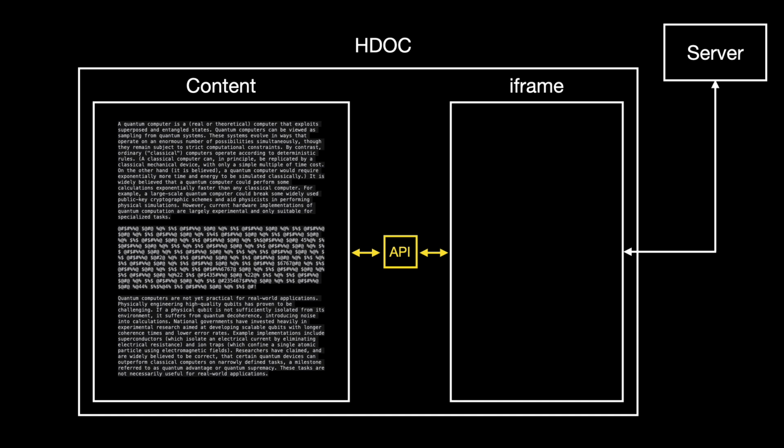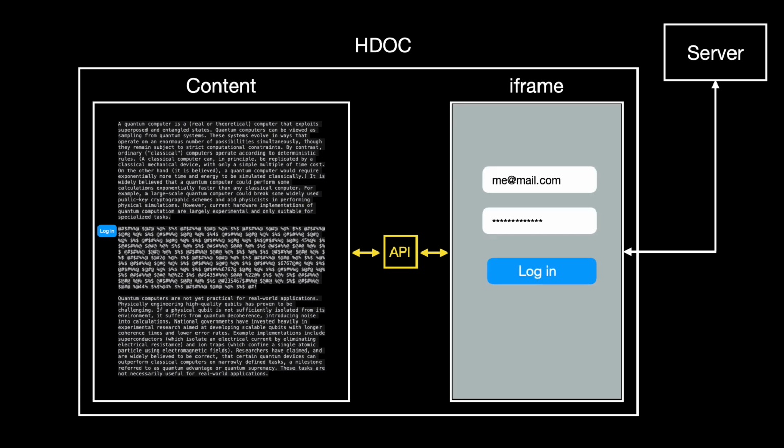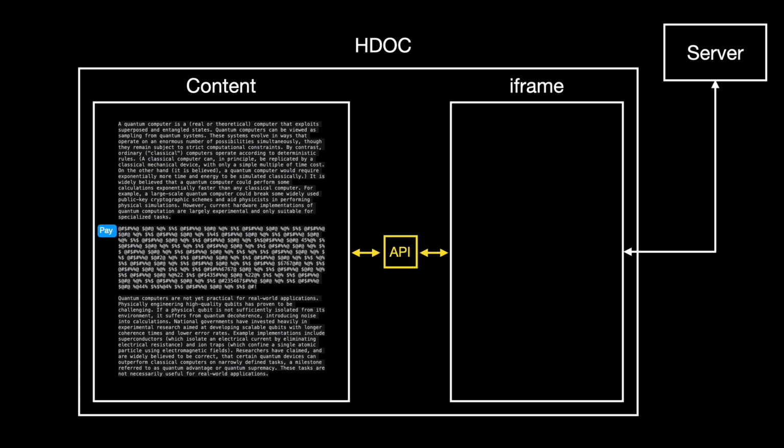It might respond that the user is not logged in. In that case, the UI could show a login button next to the part of the text that is currently hidden. You will log in using the iframe. After talking to the server, the iframe might respond that the content has not been paid for yet, so the HDoc would show a pay button.